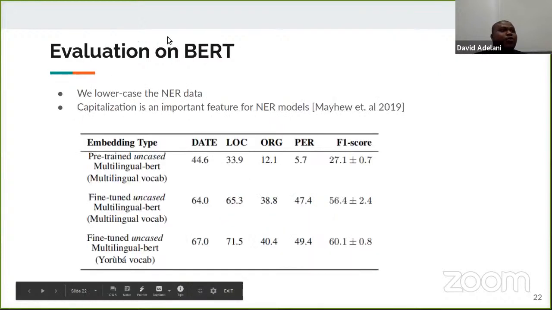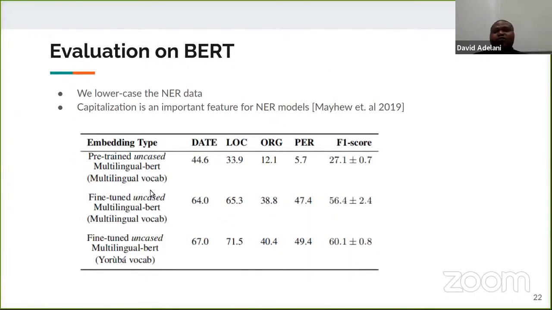So when you look at the evaluation on BERT, the first thing we did was we lowercased the NER data, because capitalization is an important feature for any model, and Stephen May also confirmed this in his paper last year. And one thing we can see is that if we use the pre-trained cased multilingual BERT, we have an F1 score of just 27%.